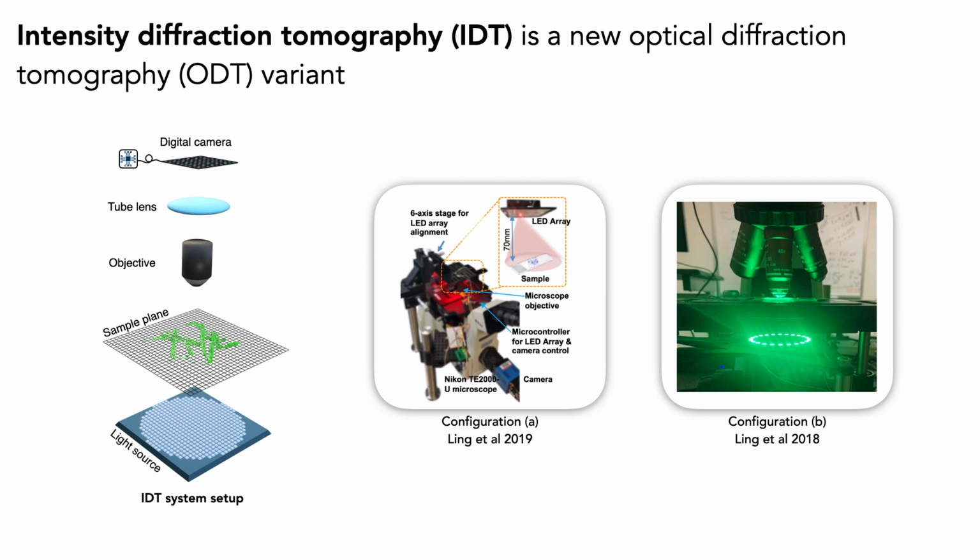It is a novel variant of the classic optical diffraction tomography and can be useful for physiology, oncology, and other biomedical applications. The left figure shows a general structure of the IDT setup. It contains a programmable light source, sample holder, an objective, tube lens, and a digital camera. The figures on the right display different real IDT configurations.